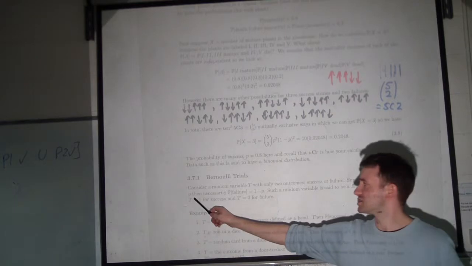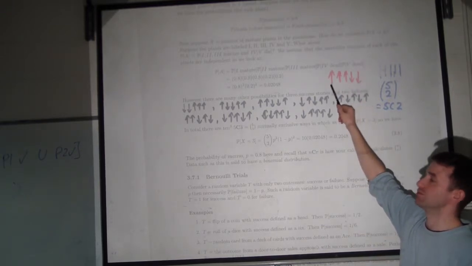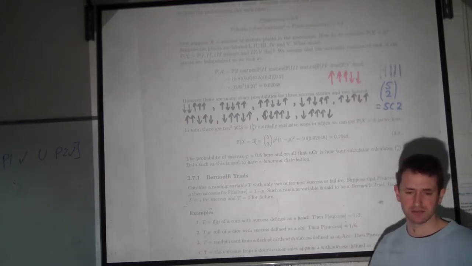So setting them up, consider a random variable with 2 outcomes, success or failure. Suppose probability of success is P. If probability of success is P, what's the probability of failure? 1 minus P, there it is. And such a random variable is a Bernoulli trial. Usually you say 1 for success, 0 for failure, and add these up. That's what you call a binomial random variable. So this would be 1, 1, 1, 0, 0. So 1 plus 1 plus 1 is 3, plus 0 plus 0, you get 3. What's the probability that it's equal to 3?